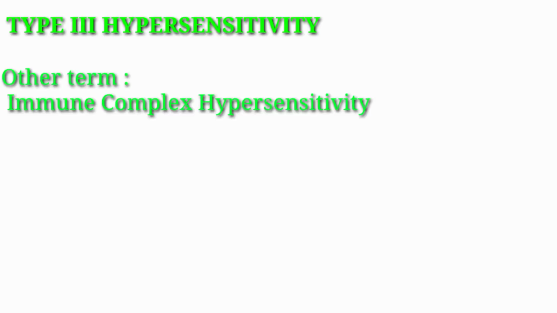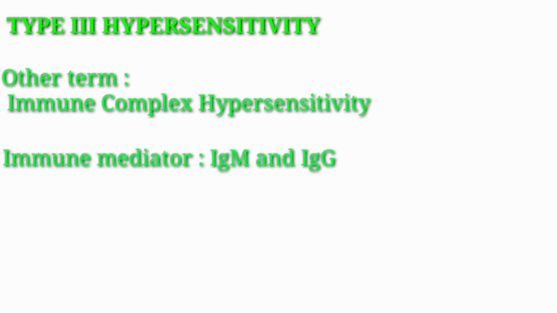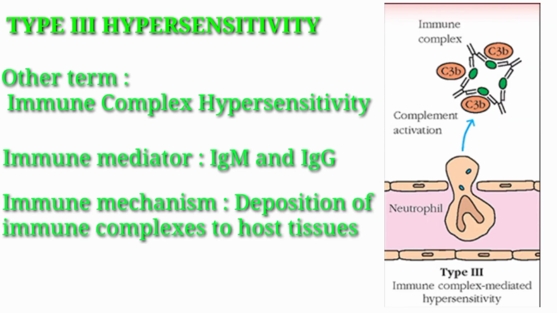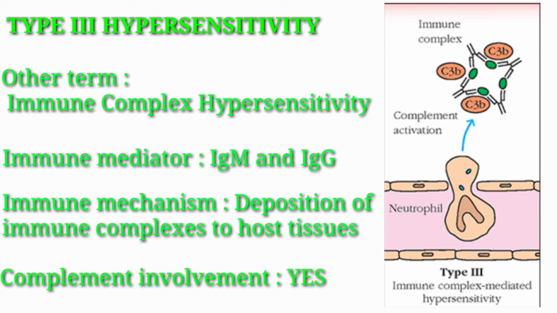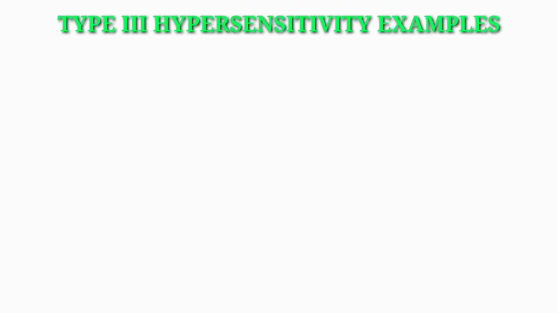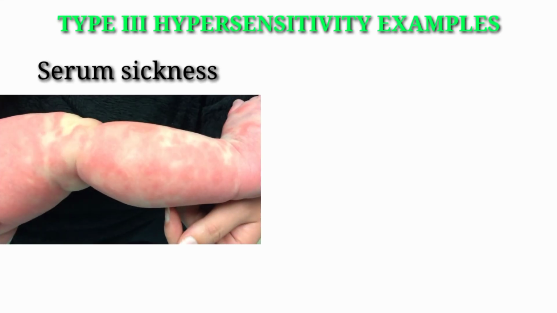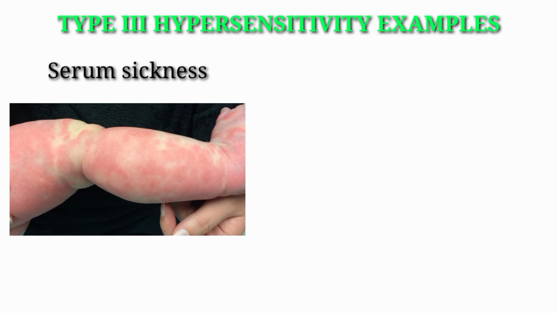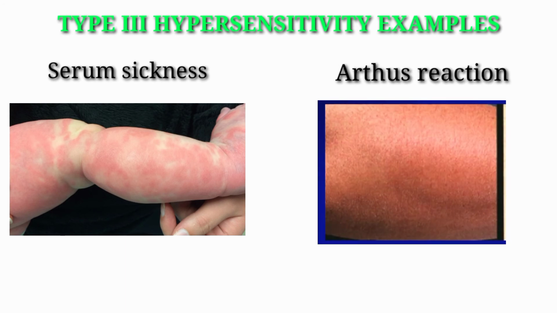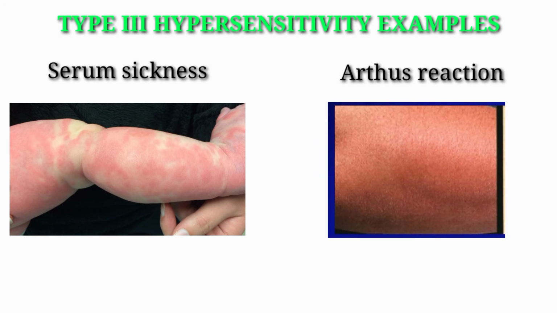Next, guys, is type 3 hypersensitivity, also termed as immune complex hypersensitivity. The immune mediators are IgM and IgG. The immune mechanism is the deposition of immune complexes to host tissues, and this is also involved in complement. Examples are serum sickness, an allergic reaction caused by passive immunization of animal serum to humans. Next is Arthus reaction, a localized reaction caused by injection of intradermal soluble antigen causing vasculitis.